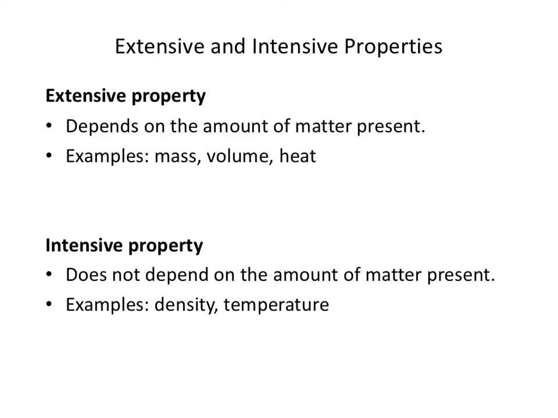If we think about mass, it's pretty obvious, right? If you have twice the amount of a substance, its mass is going to be twice as big. So that's an example of an extensive property. Intensive properties do not depend on the amount of matter present. And some examples include density and temperature, right?